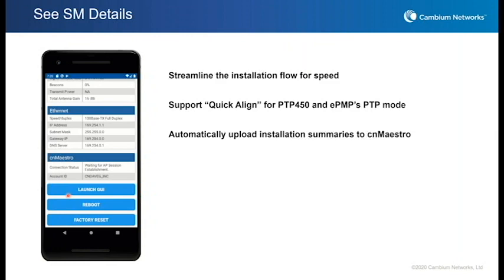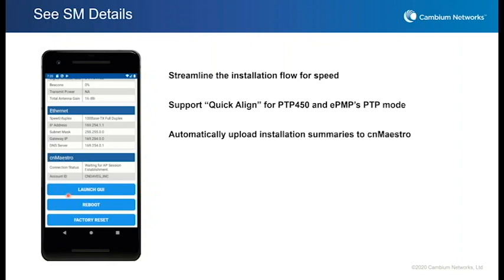Now, one of the complaints from experienced installers is that when they use cnArcher, it actually slows them down compared to directly using the GUI, and that's primarily because when you're using the GUI, you've optimized your workflow for speed. So what typically happens is you already have a configuration file. So you launch the GUI, you import the configuration file, you align the SM, do a link test, and you're done. Whereas with cnArcher, it tries to walk you through the process.